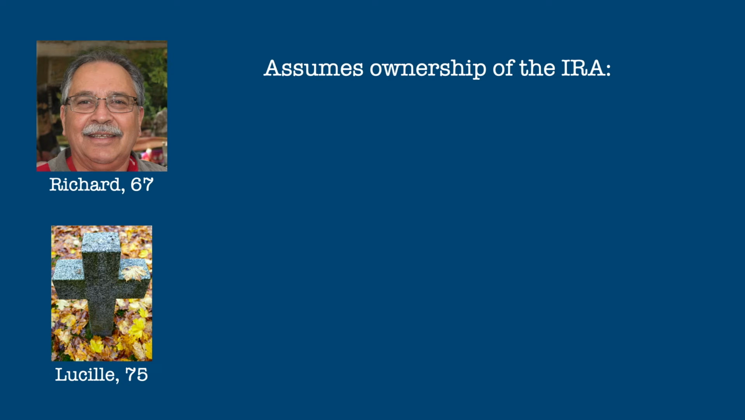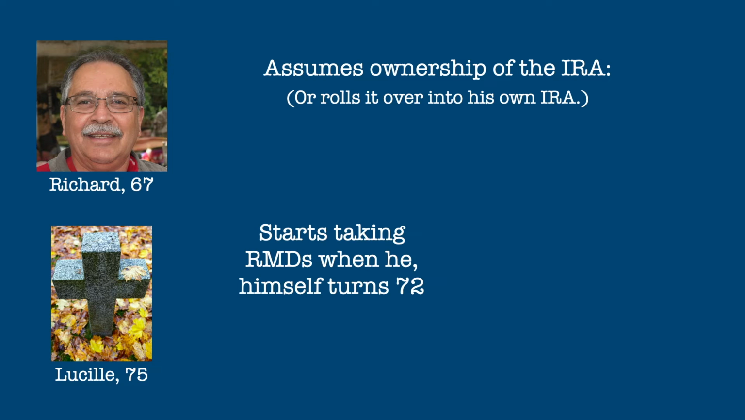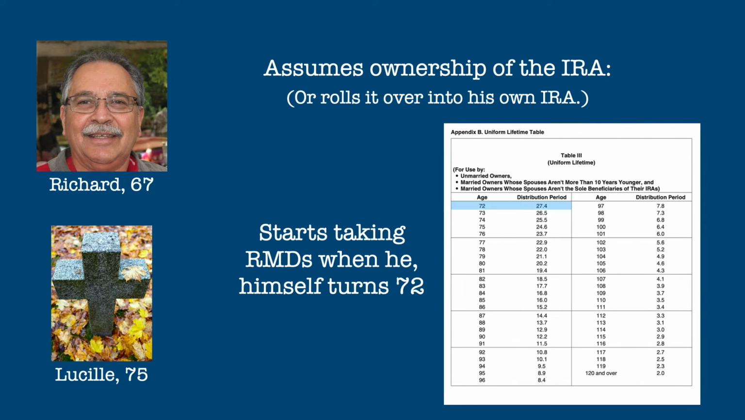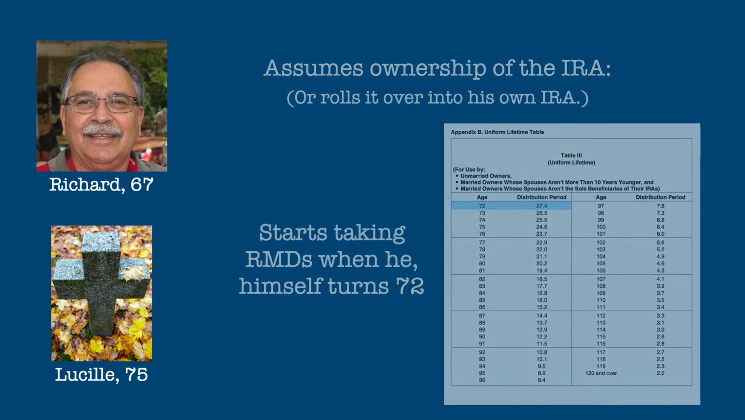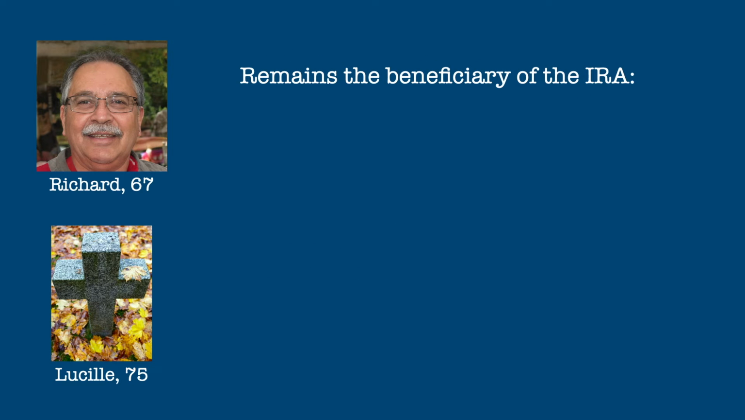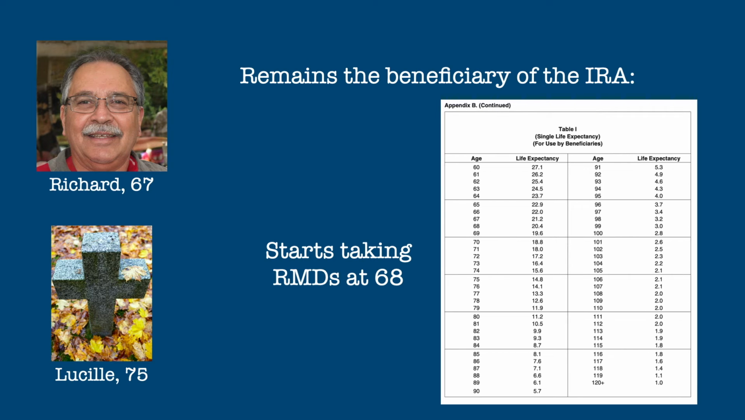If Richard assumes ownership of the IRA or rolls it into his existing IRA, he wouldn't have to start taking RMDs out of the IRA for 5 years until he himself turns 72. He would use Table 3 and base the RMDs on his age, not hers. If Richard instead chooses to remain the beneficiary of the IRA, he would have to start taking RMDs starting in the year after his wife's death. In this situation, he would use Table 1 and base the RMDs on his age, not Lucille's.